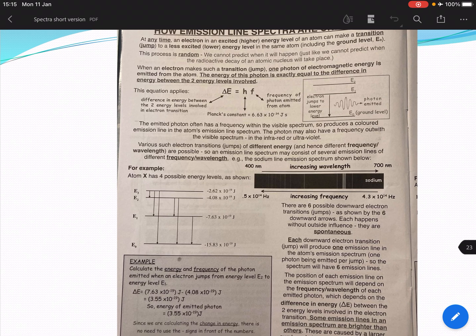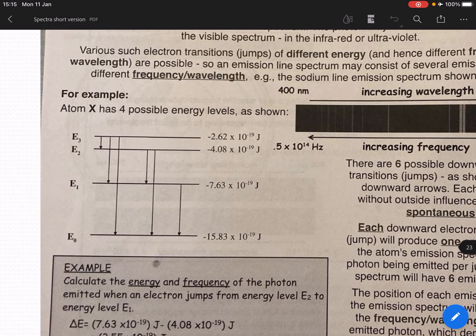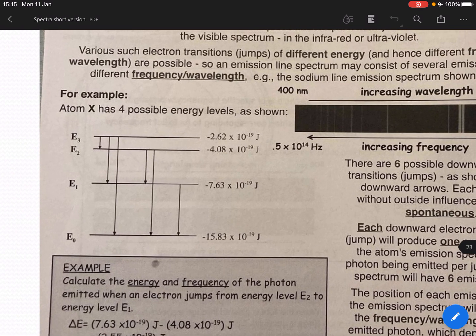Okay, so remember, if it's emitting light, then that's when the electrons are dropping down the energy levels. Now, one thing that you are sometimes asked to do is to say how many different possibilities there are.